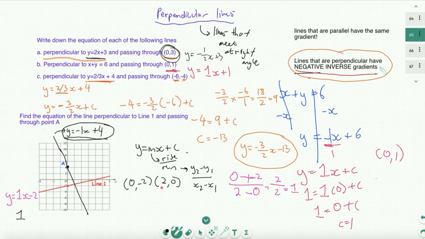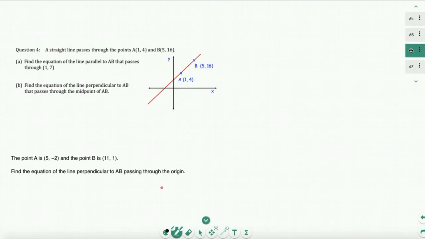Let's move on to the next page. A straight line passes through the points 1, 4, and 5, 16. We're going to skip part A because it's about parallel lines. You're welcome to try it though. Find the equation of the line perpendicular to AB and passes through the midpoint of AB.